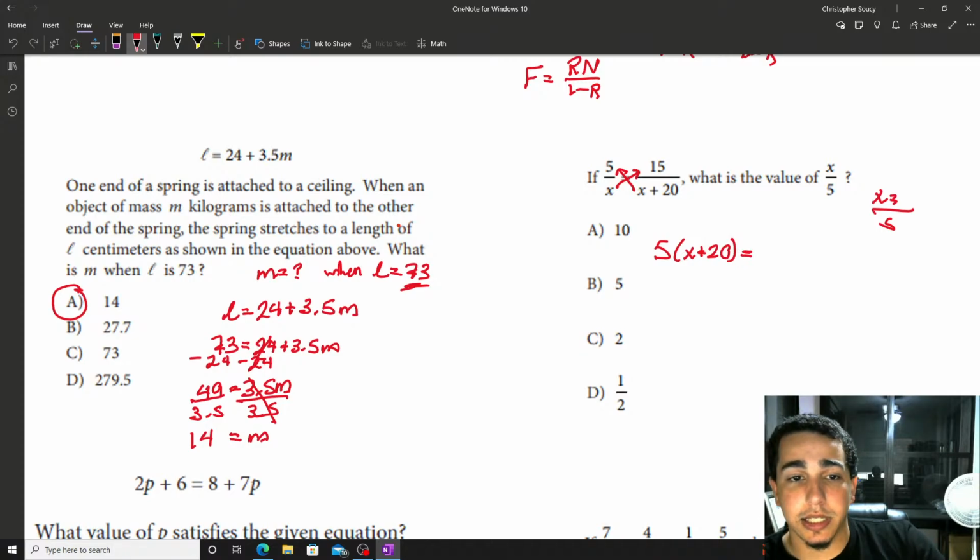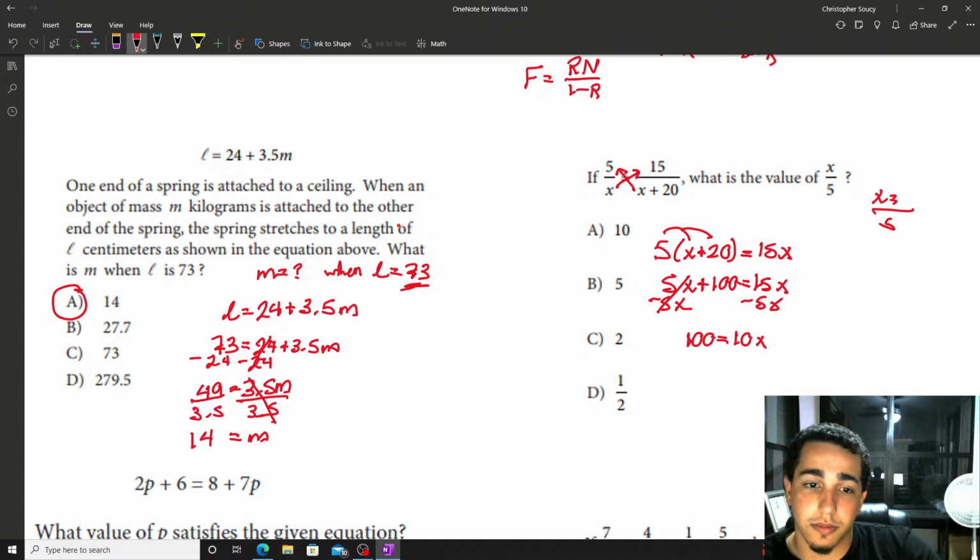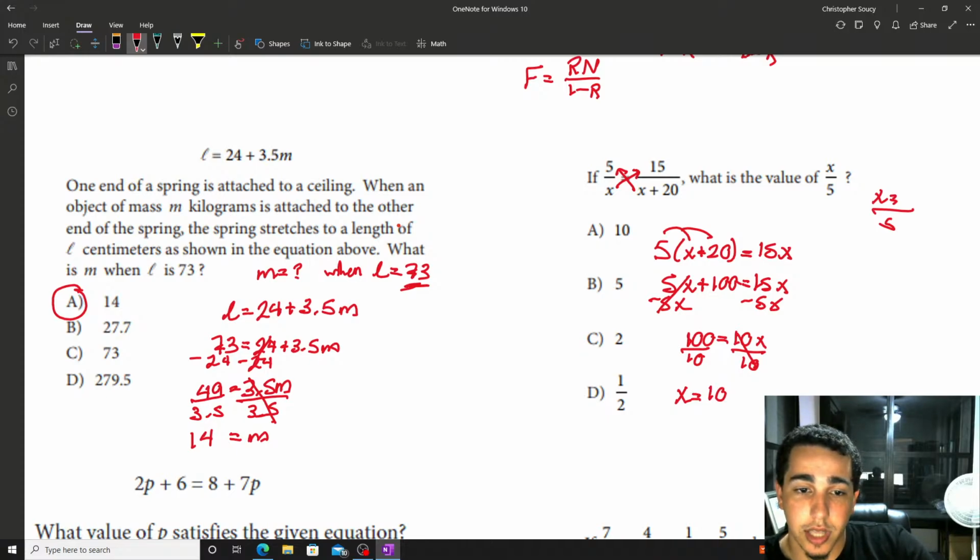And this is going to be equal to x times 15, which is 15x. If we distribute the 5, we're going to get 5x plus 100 equals 15x. To get x by itself, we have to combine like terms. We're going to subtract 5x on both sides. On the left side, it cancels, and we're left with 100. On the right side, 15x minus 5x is going to give us 10x. Then to get x by itself, we're going to divide each side by 10. And we're going to get that x equals 100 over 10, which is just 10.